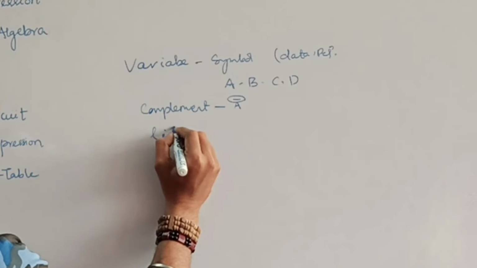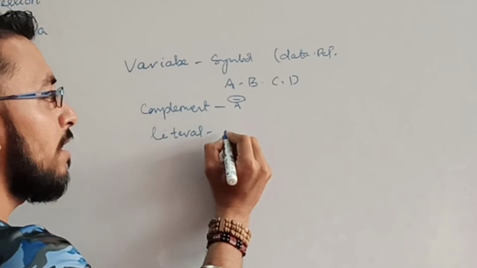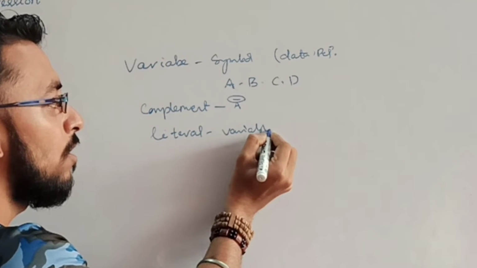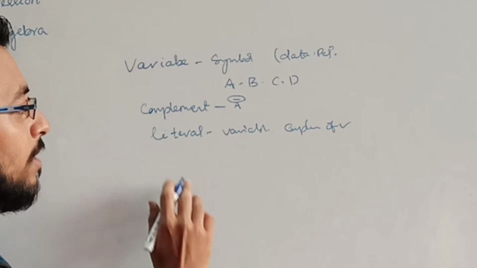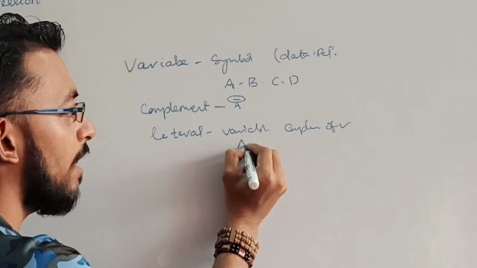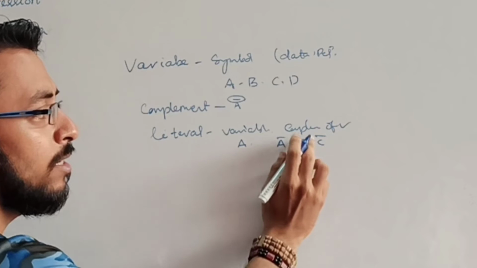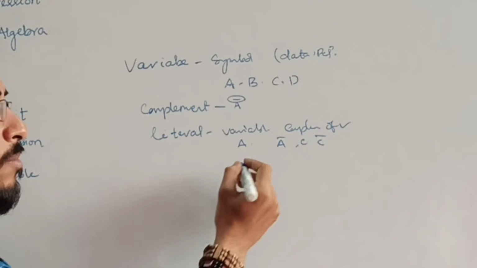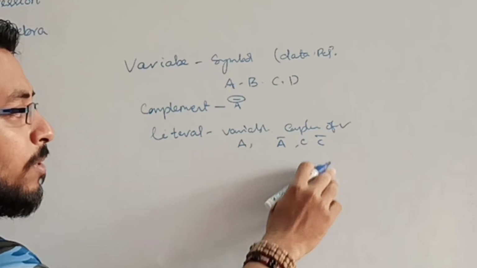Then the third one is literal. What do you mean by literal? Literal means it can be a variable or the complement of a variable. Literal can be A or it can be A bar. It can be C, it can be C bar. So a literal can be any variable or the complement of a variable.